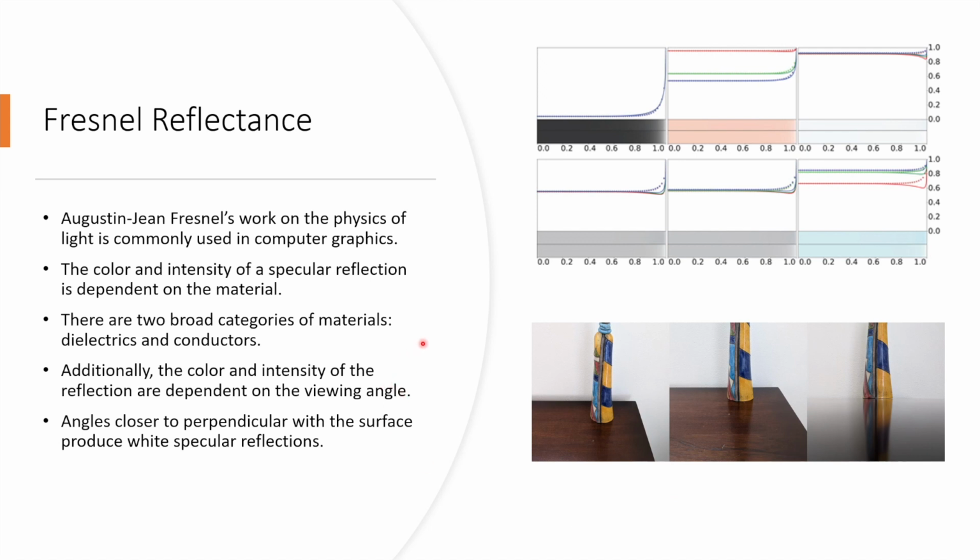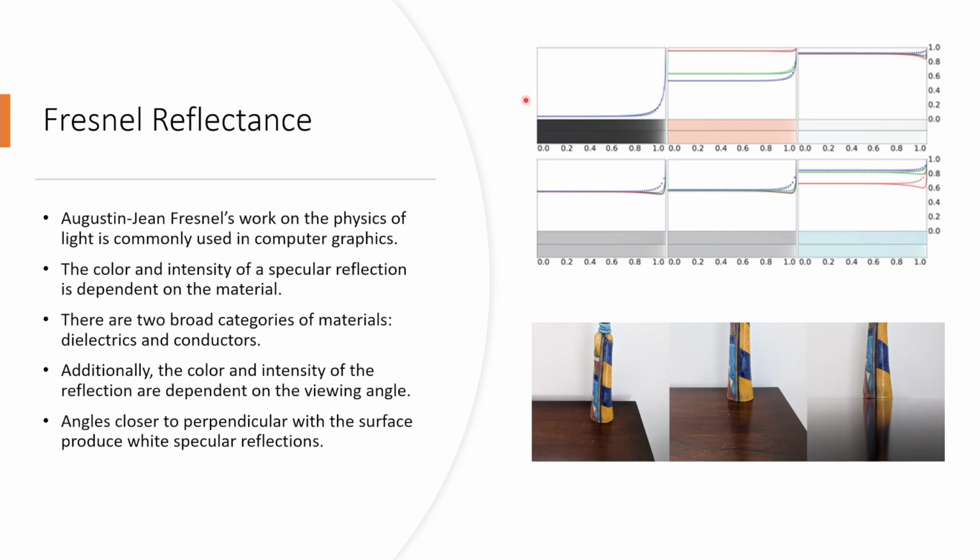In addition, conductive materials have a colored specular reflectance. This is why, for example, gold gets its signature golden sheen, because a large amount of the light that is reflected from the surface is colored. But similar to all materials, as you approach 90 degrees to the surface normal, or parallel with the surface, the color of the reflection approaches white.